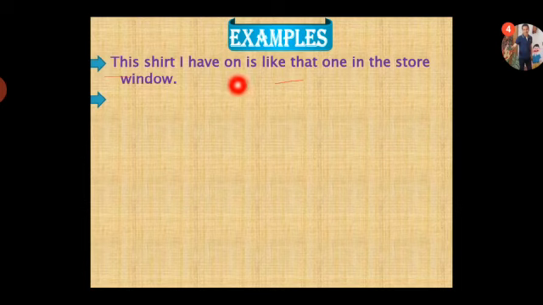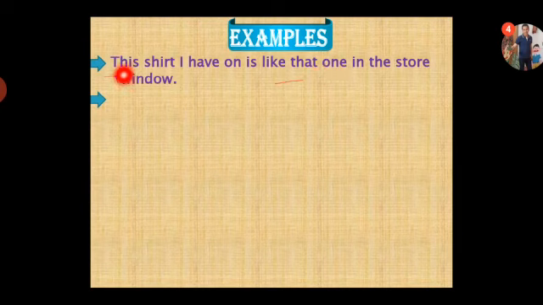This shirt I have on is like that one in the store window. So what are the demonstrative adjectives in this sentence? We have this and that. We use this to refer to something that's near. We use that to refer to something that's far. This and that are common because they should be followed by a singular noun.